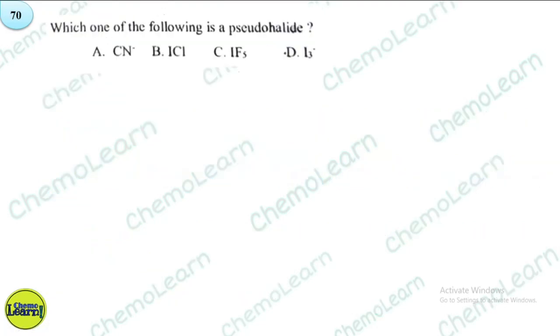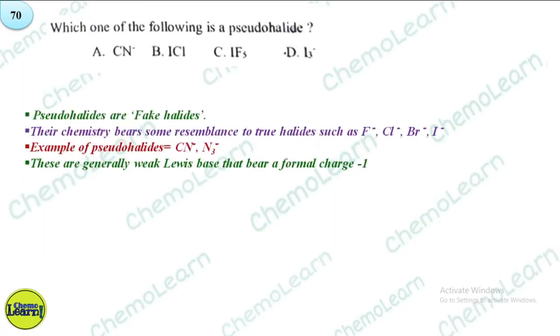The last one is, which one of the following is a pseudo halide? CN minus, ICl, IF5 or I3 minus. See, pseudo halides are fake halides. Their chemistry bears some resemblance to true halides like fluoride, chloride, bromide, iodide. Examples of pseudo halides are CN minus, cyanide ion, and N3 minus, azide ion. And these are generally weak Lewis bases that bear a formal charge of -1. So, among these options, we have CN minus as our pseudo halide.